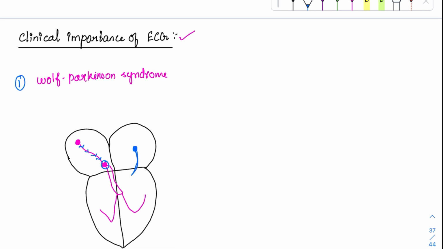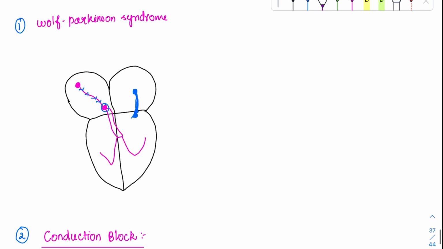So let's take an example. There is some connection, something like this. Whenever the connection is like this, those will be the features of Wolff-Parkinson-White syndrome. First, this group of fibers has a special name. They are called the bundle of Kent.